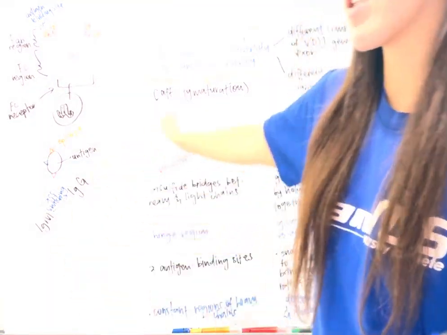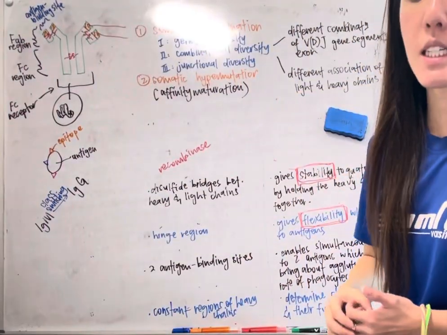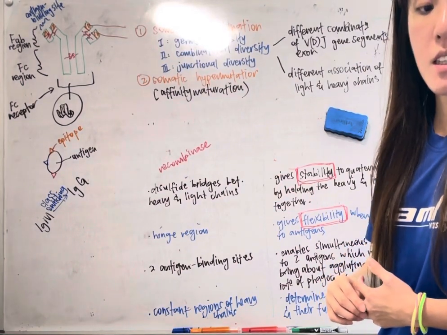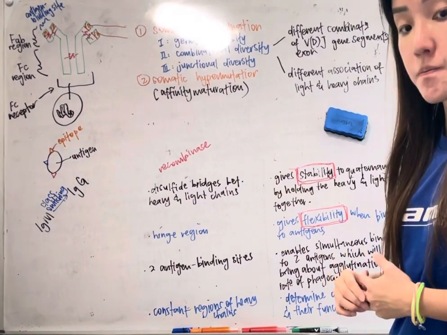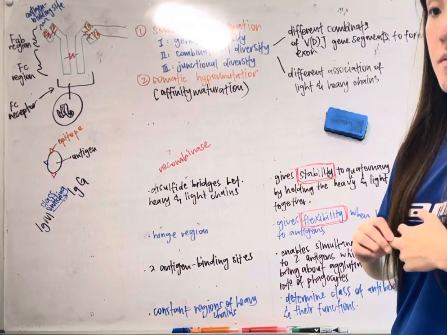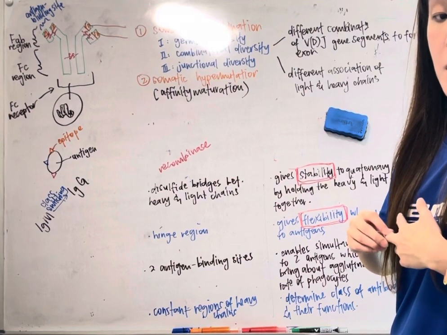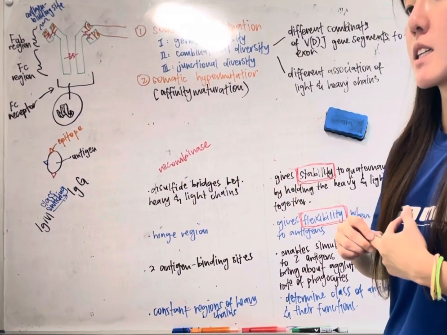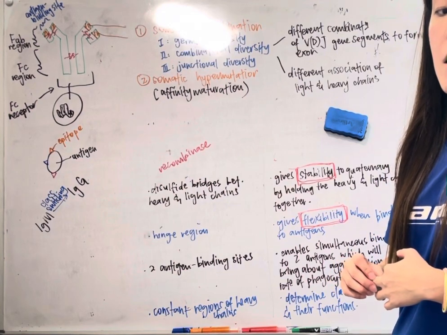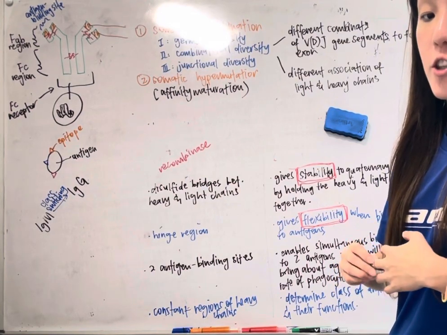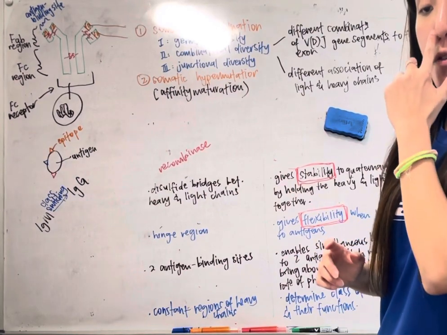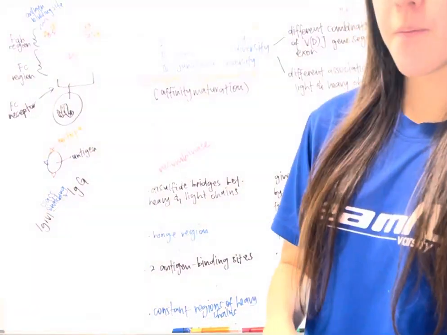So junctional diversity, for those who do not know, means that nucleotides are added or lost during recombination to form different antigen binding sites. Nucleotides are added or lost at adjoining sites during recombination to form different antigen binding sites.